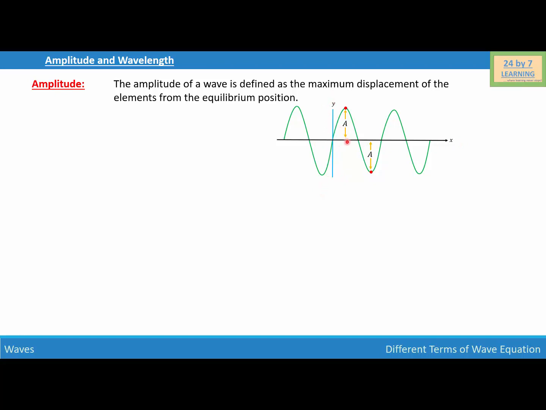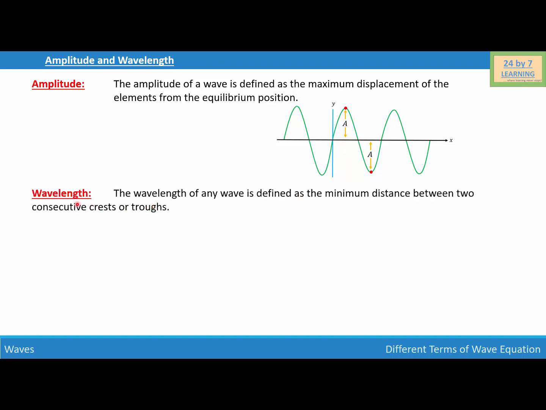As you can see, the medium particles are going in both directions, which is basically over the x-axis and below the x-axis, and these dots are basically the maximum displacement from the equilibrium position. So this displacement is basically A in both directions, over and below the x-axis, and this maximum displacement from the equilibrium position is known as amplitude.